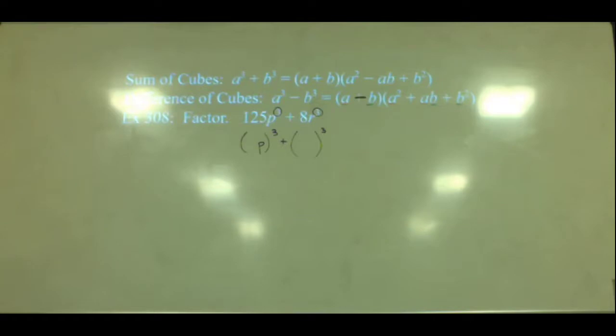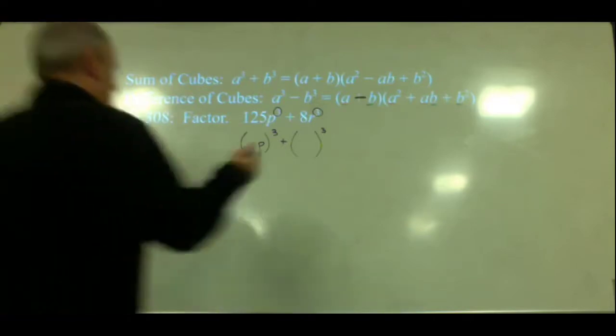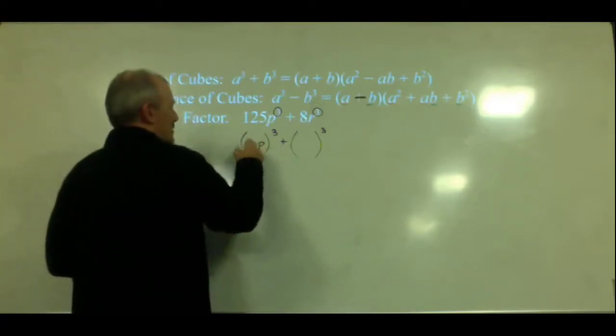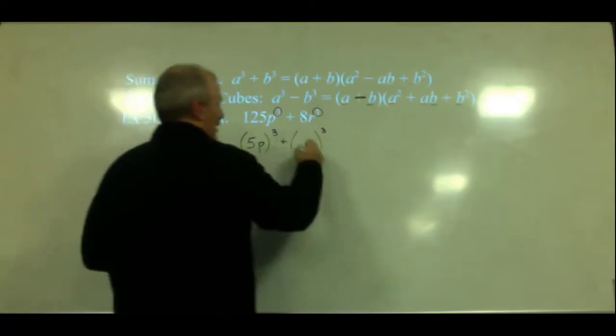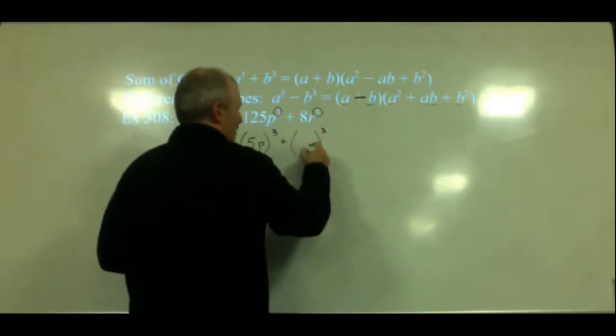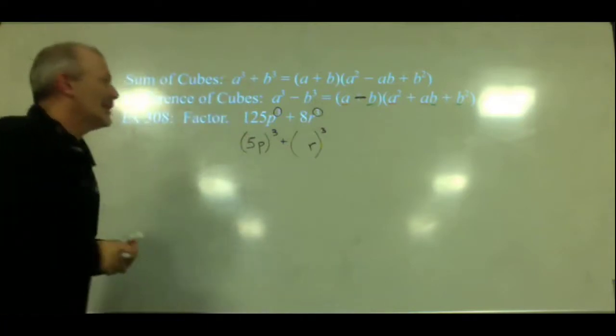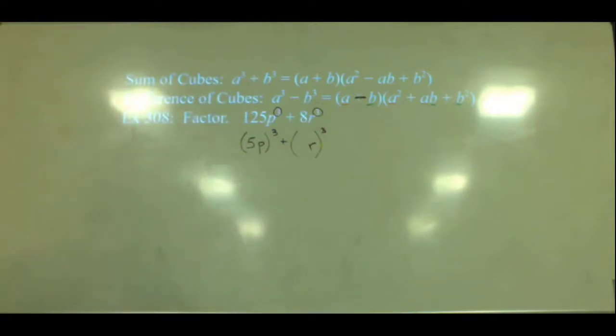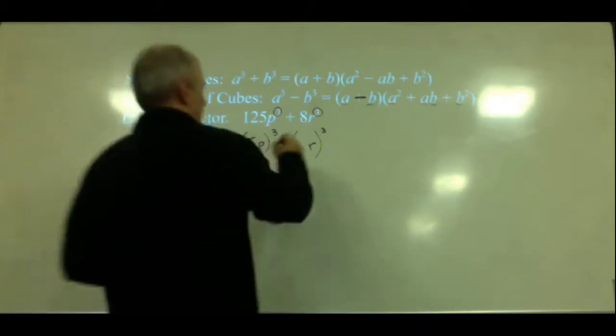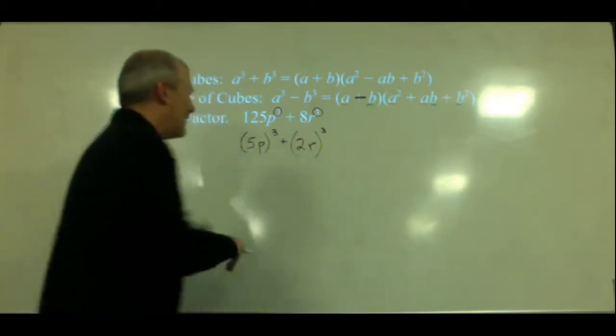5 cubed is 125. So this is going to be 5p in the first parentheses. And then, again, hopefully it's fairly clear that it should be r cubed, right? Because it's r cubed, the variable. And then what number cubed will give us an 8? 2. 2 times 2 times 2. Okay, so we have identified our two parts.